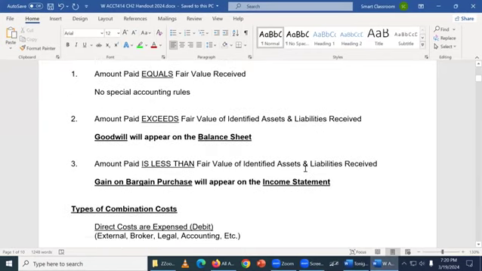So if you do the net book value, it will include all the identifiable assets at book value. If you do the fair value, it'll include the identifiable assets at fair value. It will not include the unidentified asset, which is goodwill. I know that's kind of quirky sounding, but that's the way it is.